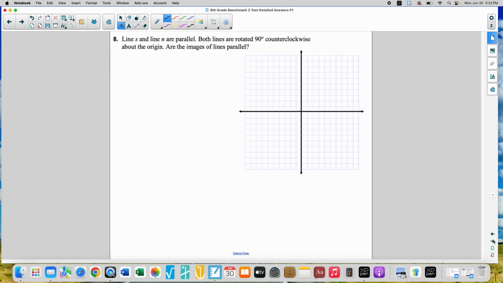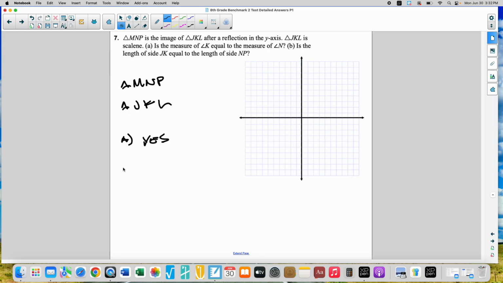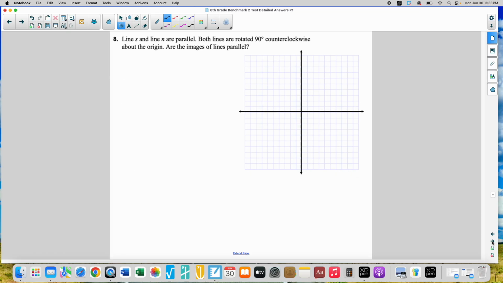No, let's go to B here. Question B says, is the length of side JK equal to the length of side NP? No. JK is congruent to MN. So JK corresponds to MN, and NP corresponds to KL. So that's a big no. Okay? So it's very important to understand those corresponding parts, corresponding sides and angles.